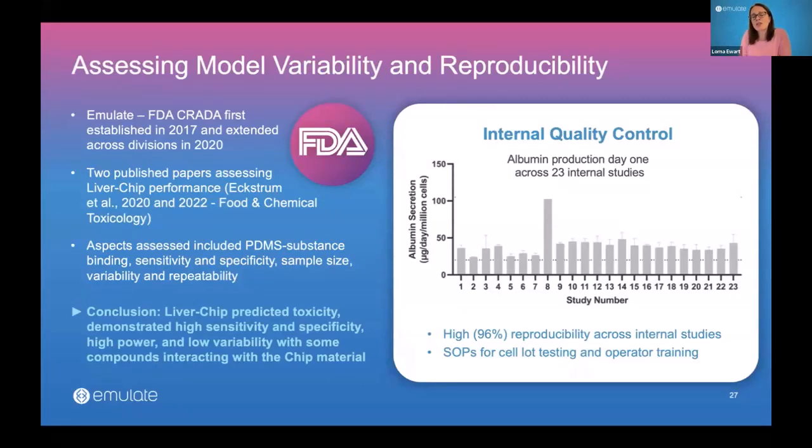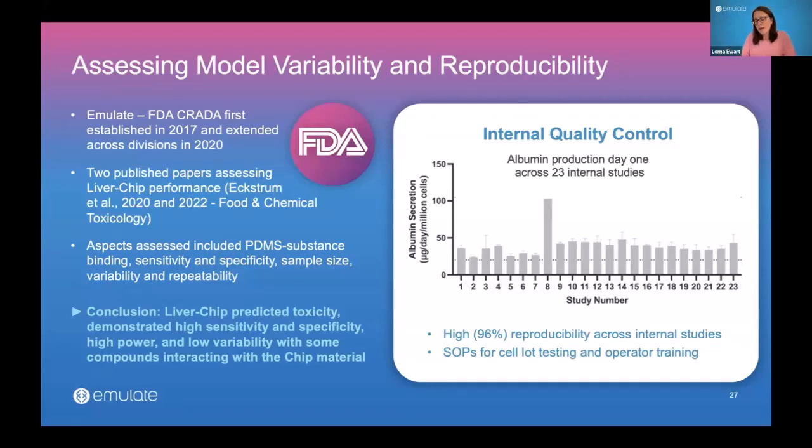Here the graph is showing you the albumin production on day 1. You can see that on the whole, this albumin production is fairly stable. However, something funny went on with study number 8, which we're still trying to understand. But without study number 8, we've got about a 96% reproducibility rate.